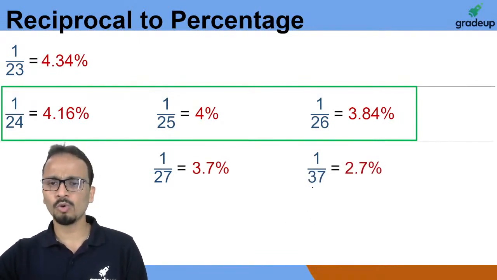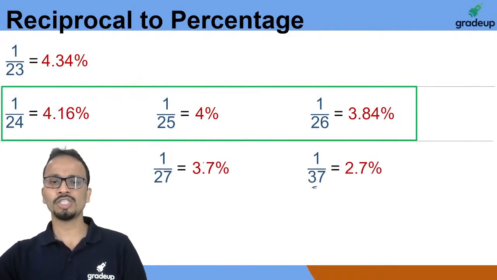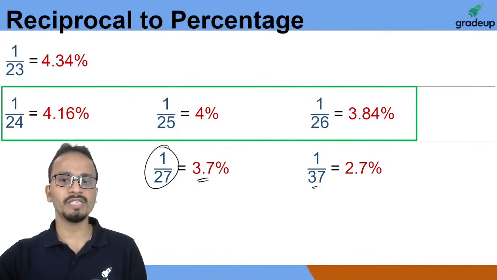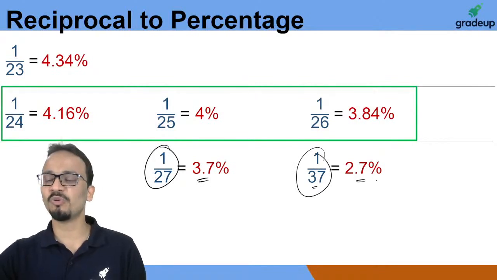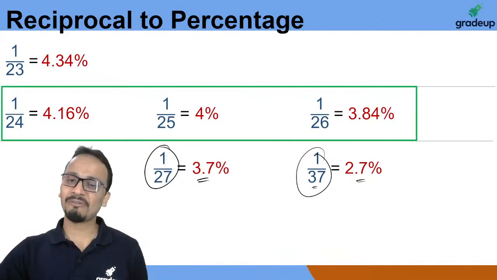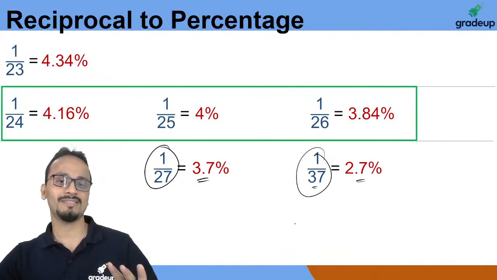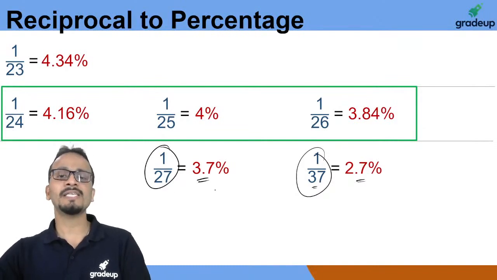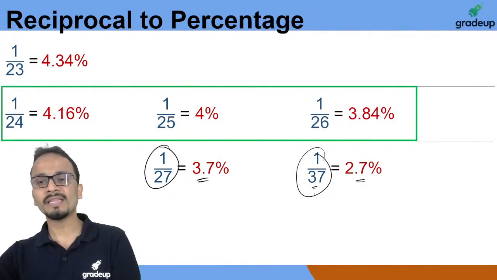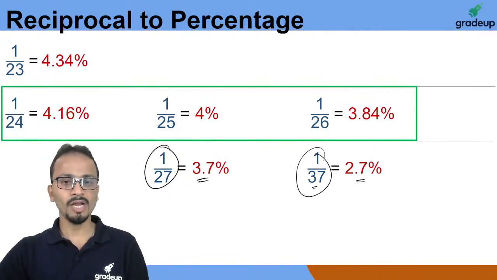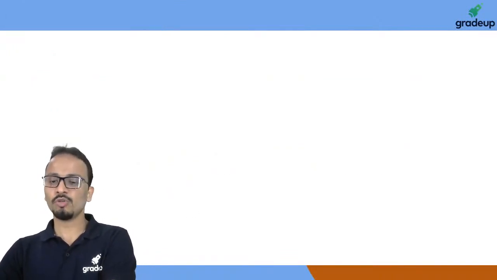Though there is no need to go up till 37, it is just to remember these two. 1 by 27 is 3.7, 1 by 37 is 2.7. If you remember it like this, there is a higher probability that you will remember it for a longer time. So 1 by 27 is 3.7, 1 by 37 is 2.7. All right, this is it.